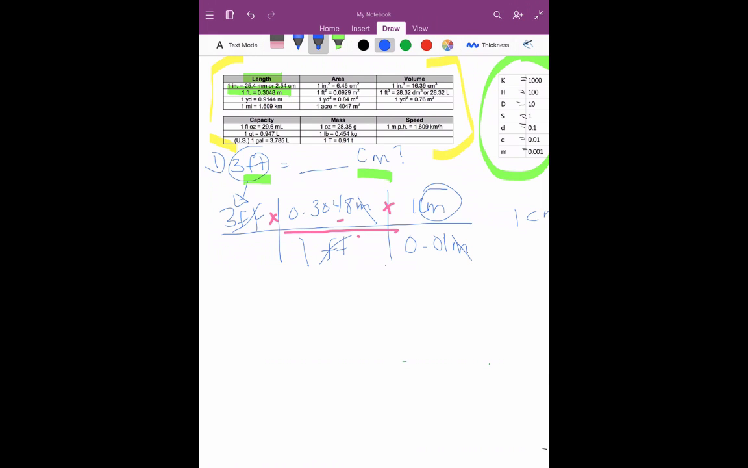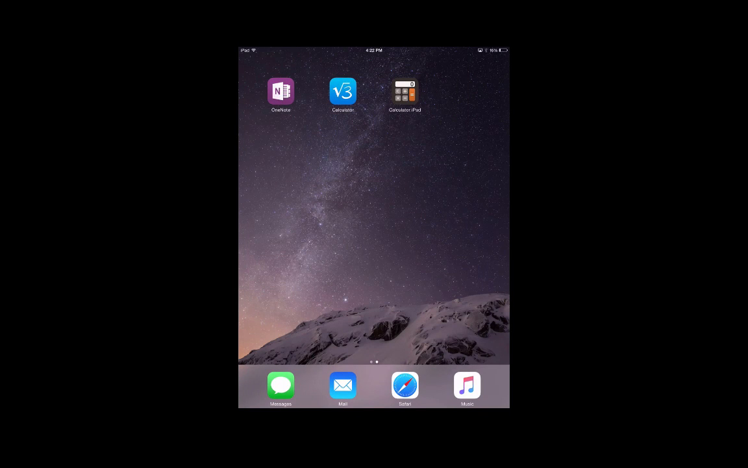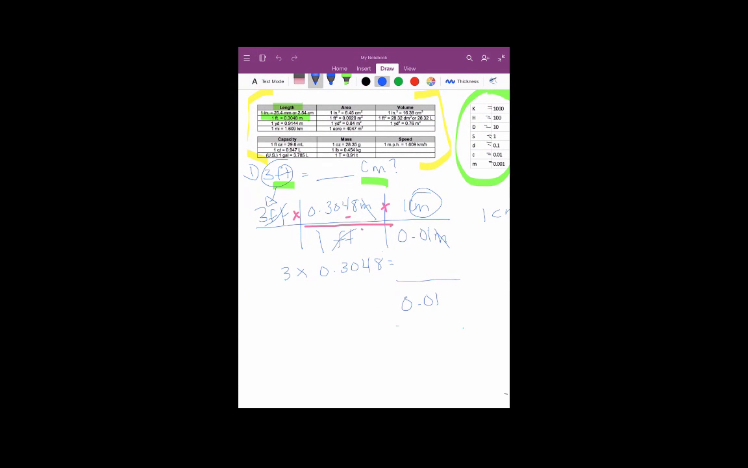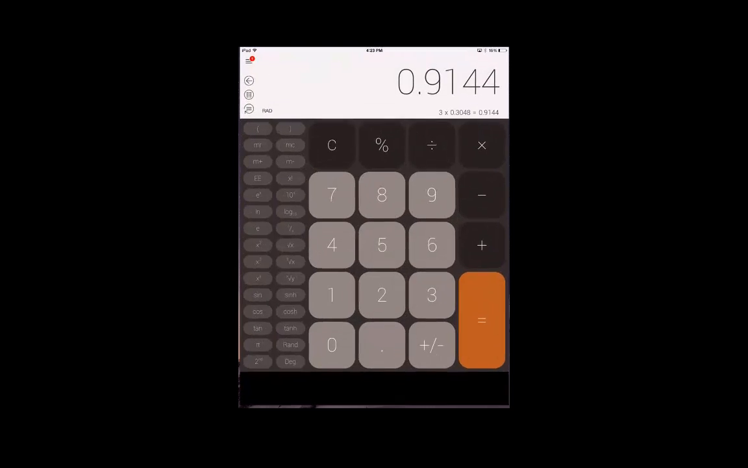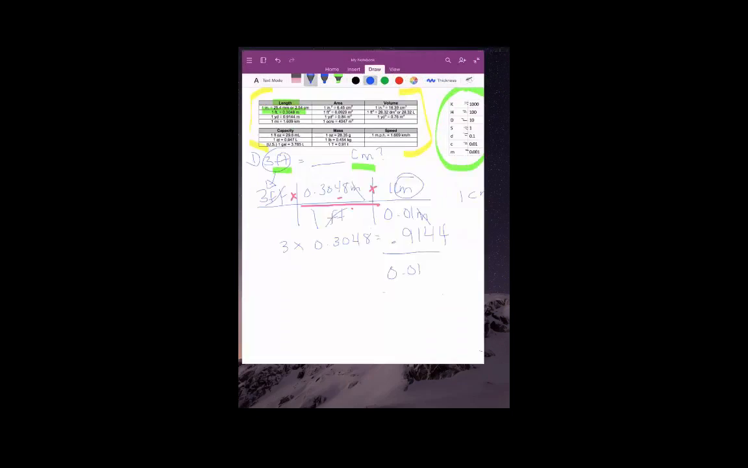In our calculator, we are typing 3 times 0.3048, which gives us 0.9144. So we've got 0.9144, and then we have to divide that by 0.01. Divided by 0.01, giving us 91.44 for our answer.